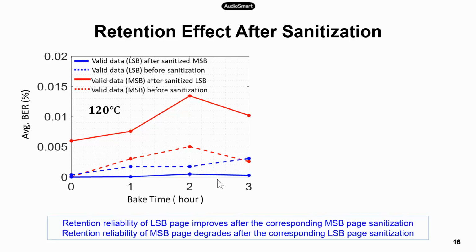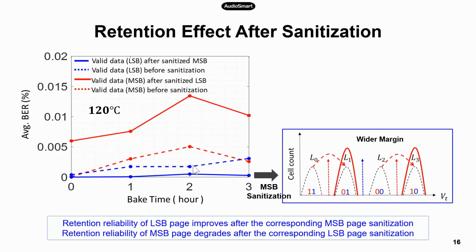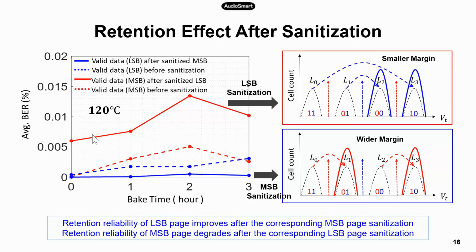Based on our experimental results, we find that the retention reliability of the LSB page improves after the corresponding MSB page sanitization, which is the blue color here. Why? Because after MSB sanitization, the margin between two states becomes wider. You can see here in L1 and L3, the margins are wider. That's why the bit error rate improves. On the other hand, the retention reliability of the MSB page degrades after the corresponding LSB page sanitization.